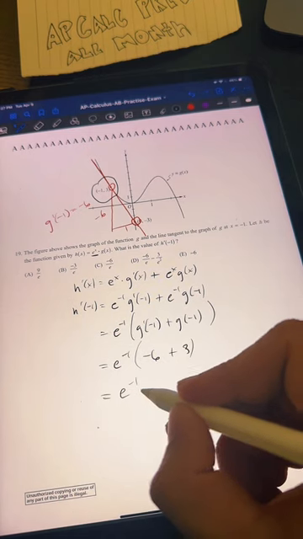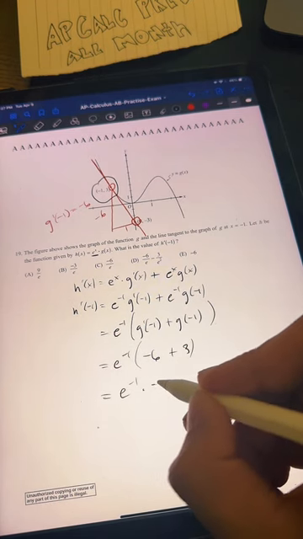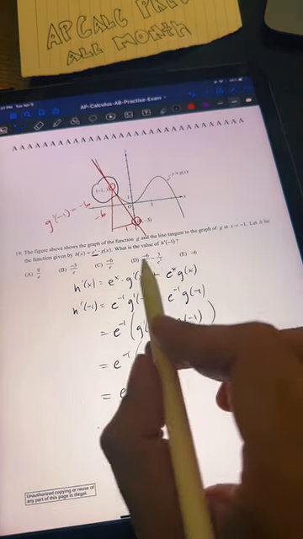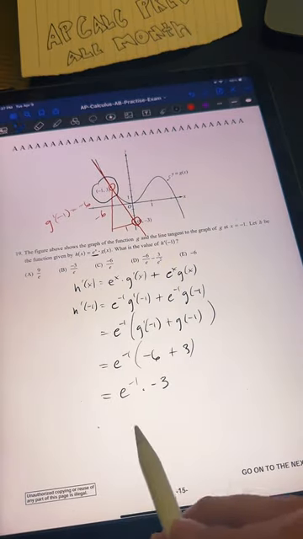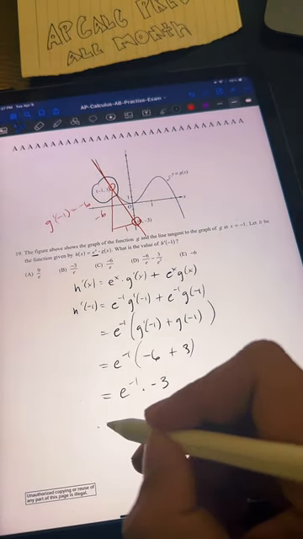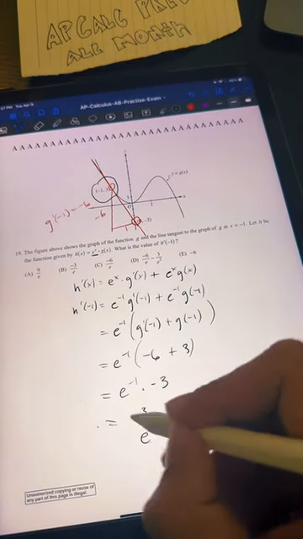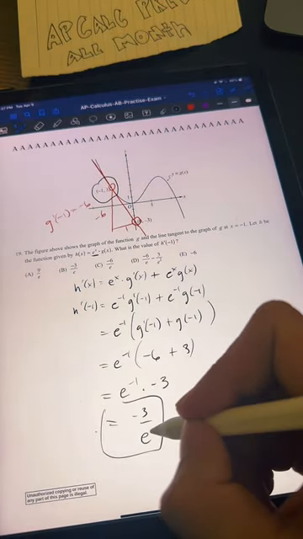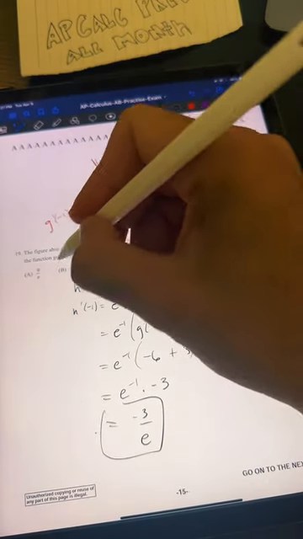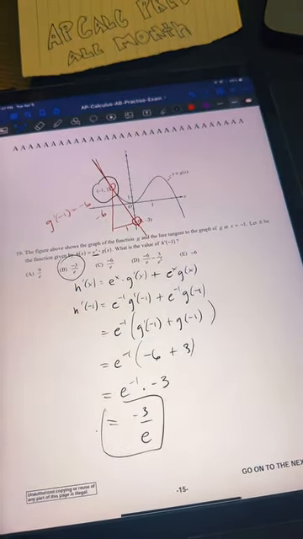And now we simplify this. This is e to the negative 1 times negative 3. But none of these look at our answers. The only thing that we have to do is, because this is a negative exponent, this is going to become negative 3 over e. And so that's our answer, or e to the power of 1. I just didn't write that. So there's my answer, B.